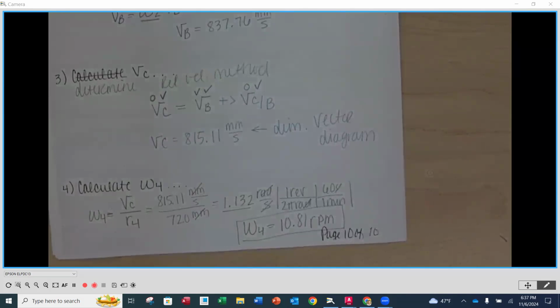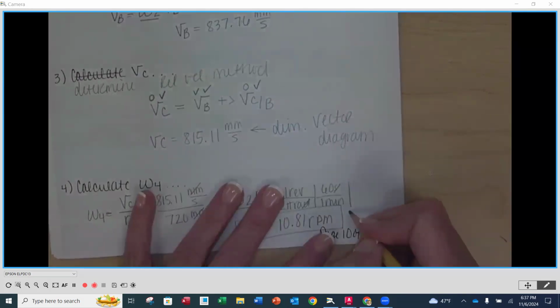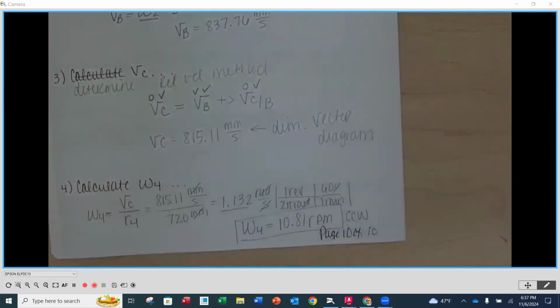There's one more thing we need to add, and that is just telling us that this is counterclockwise. Okay, we want to put the direction on there. Okay, any questions at all? Right.